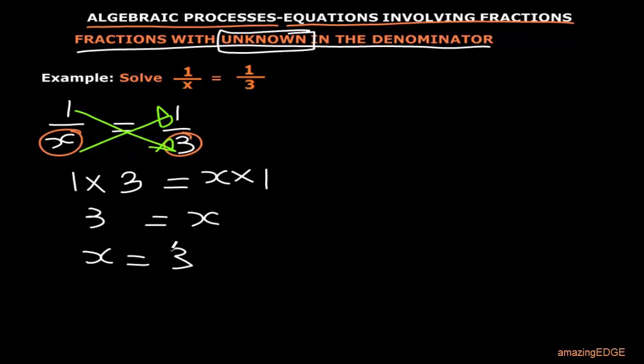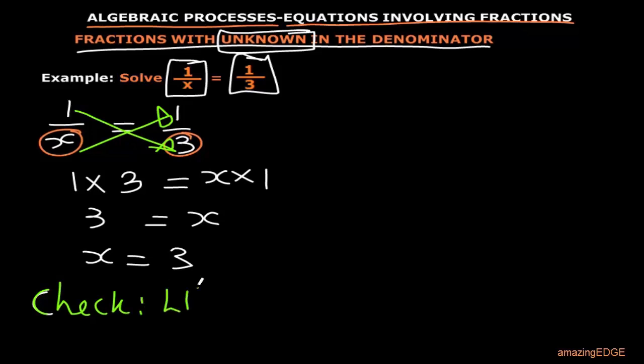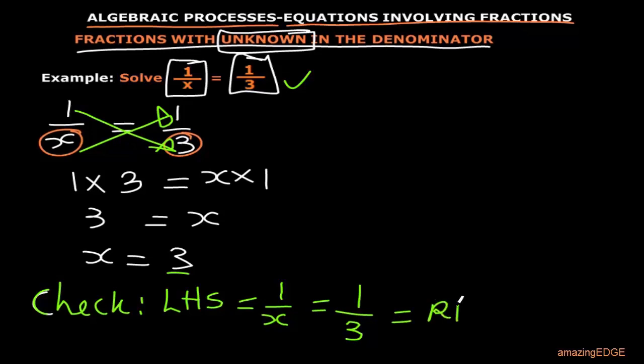So now we do a check. The question is this: if I put x equals 3, will I get 1 over 3? That's what we mean by check. We have to verify that, so that tells you that what you have done is correct. The left hand side is simply 1 over x, and this will equal 1 over, what is x? x is 3. We put 3, and this 1 over 3 is exactly what you have on the right hand side.